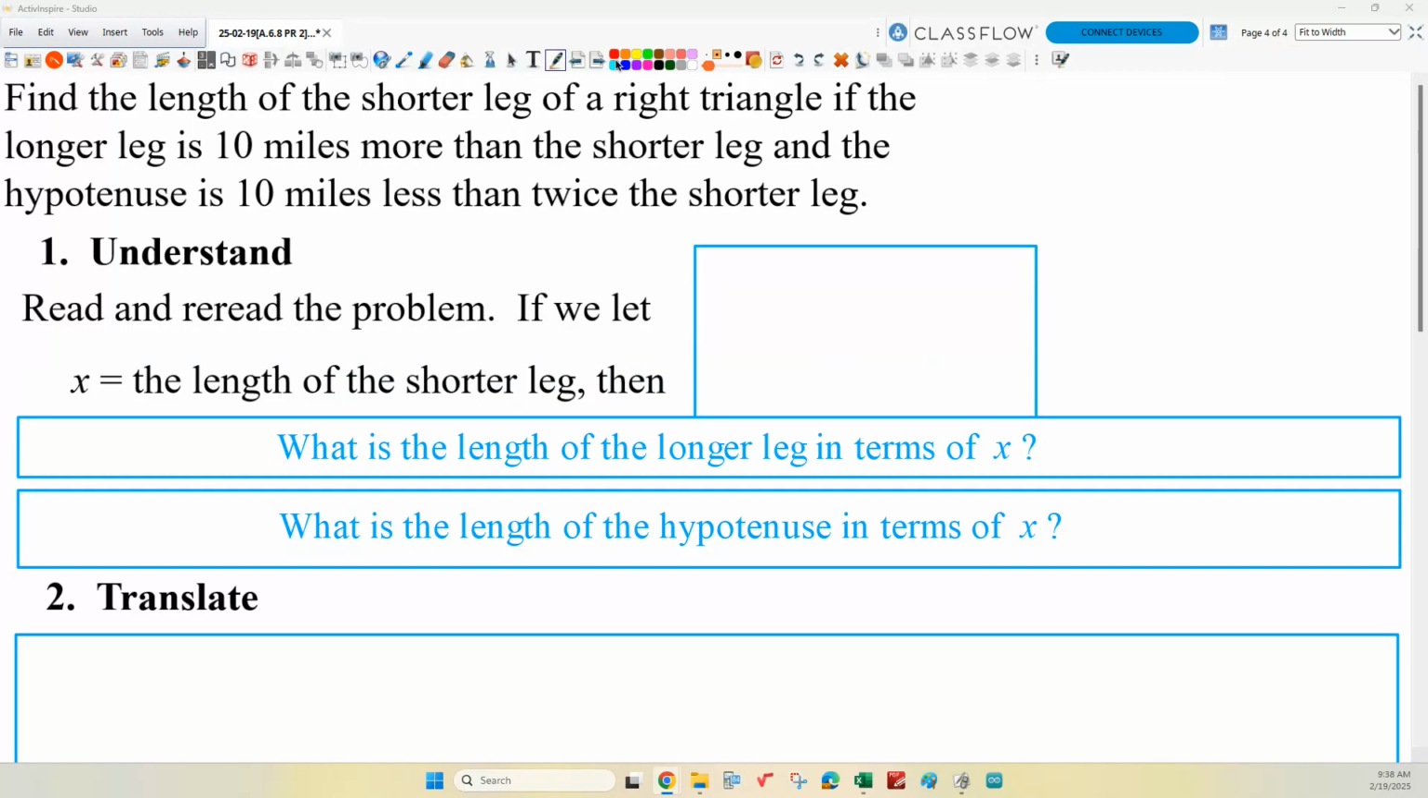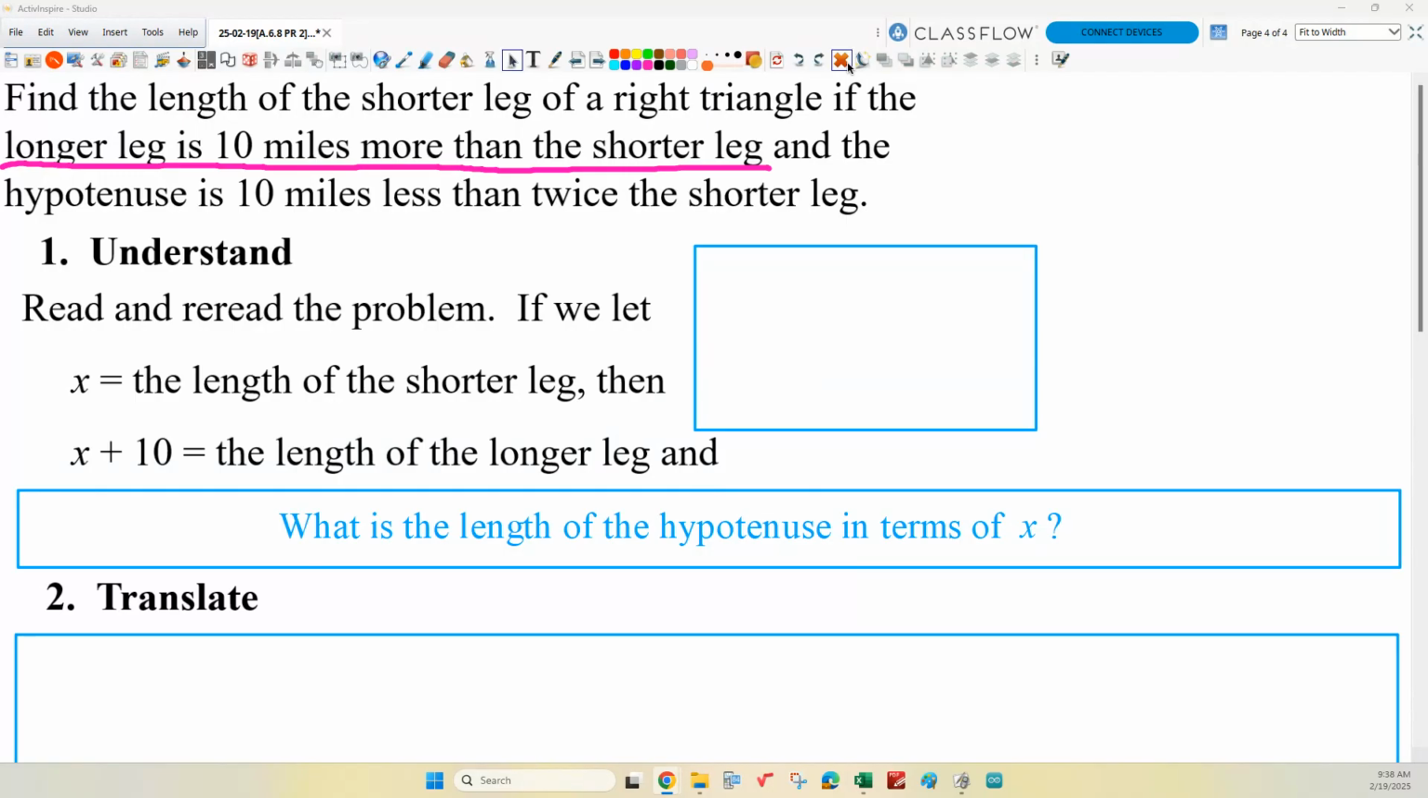Okay, well if X is the shorter leg, what's the length of the longer leg? What's it tell us about the longer leg? Longer leg is 10 miles more than the shorter leg. So what would it be? Say 10 plus X, is that what I heard? Okay, good. X plus 10 or 10 plus X, whatever you want to call it. So there's the longer leg.